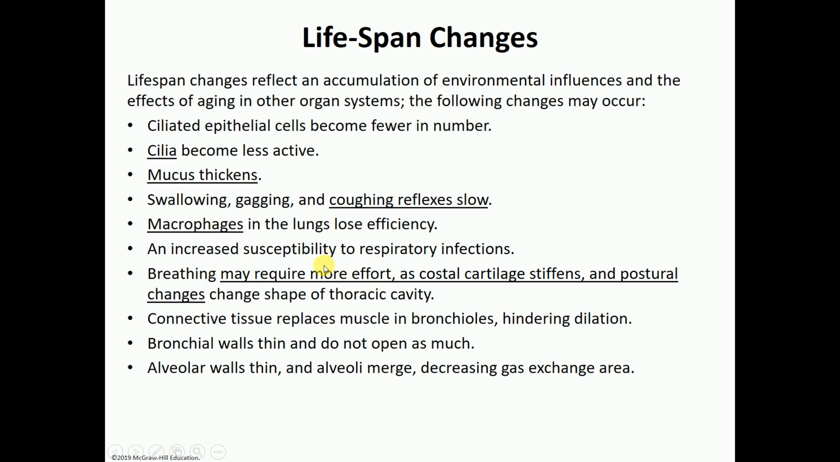Breathing starts to be more of an effort because of the stiffening of the costal cartilages, which are the cartilages related to the ribs, and changes in posture. So as we age, our posture changes, and that changes the shape of the thoracic cavity, and that could affect the lungs and eventually affect breathing. The alveoli start to damage and merge, and that decreases the area for gas exchange. And that concludes chapter 19.